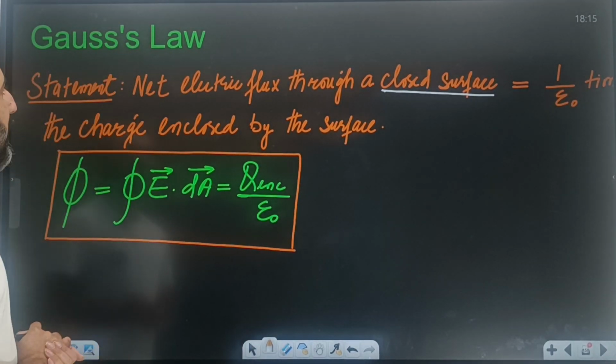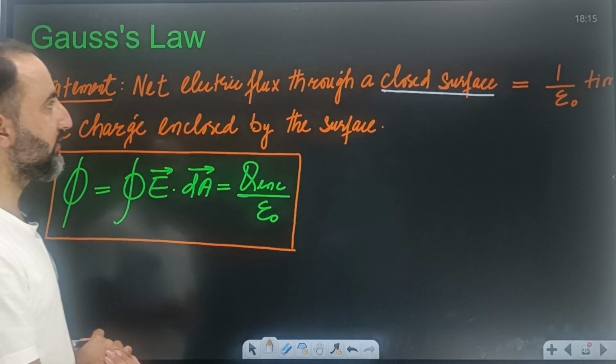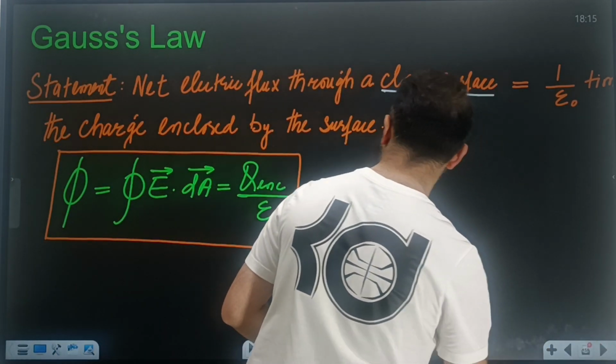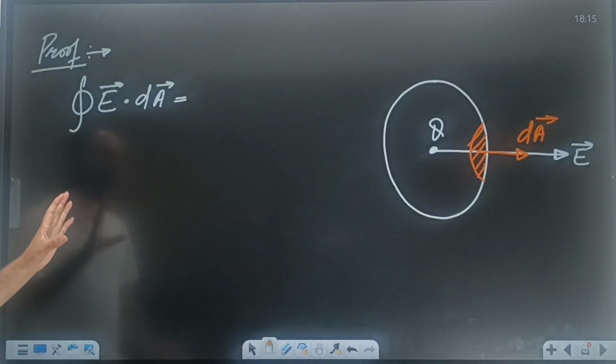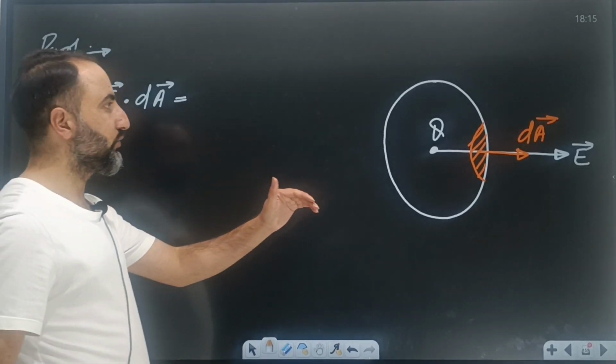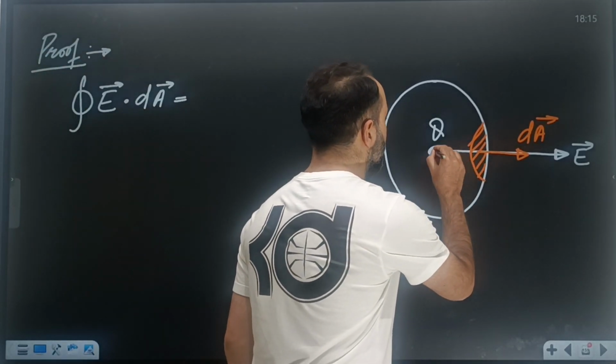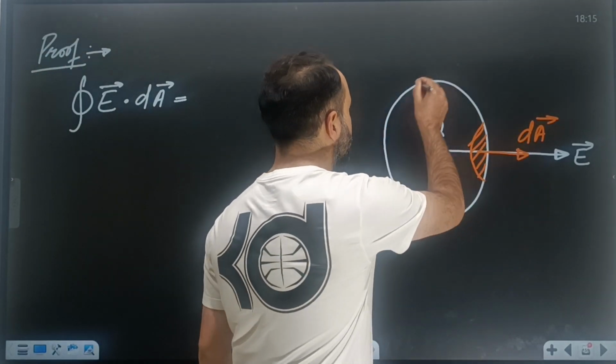This is what we call Gauss's law. This is the statement of Gauss's law. Okay, देख लीजिए बेटा, सिंपल सा प्रूफ है इसका. So for example, here we have this point charge q.